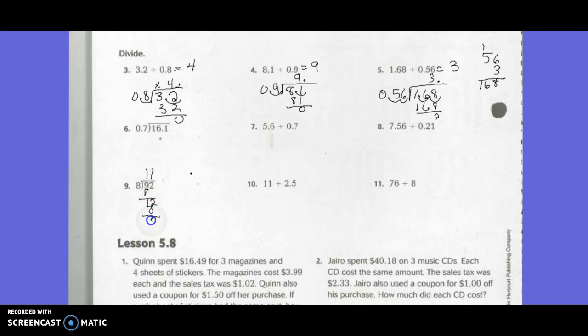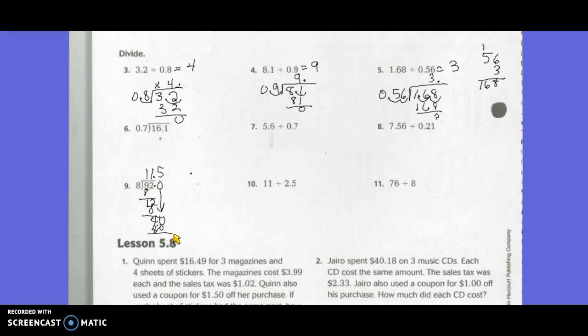Now, I have 4 left, right? We're not going to leave a remainder, so we're going to add a decimal, and we're going to add a 0, and we're going to bring that 0 down. And so put your decimal up there in your answer, and how many 8s in 40? 5 of them, right? Okay?